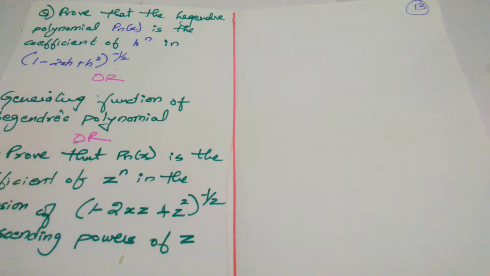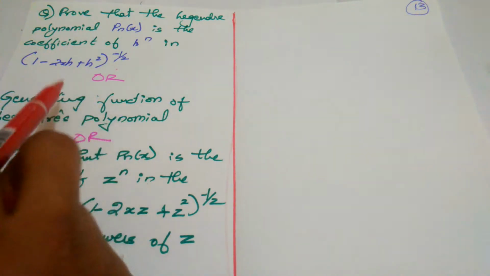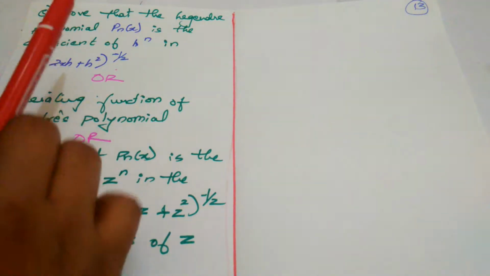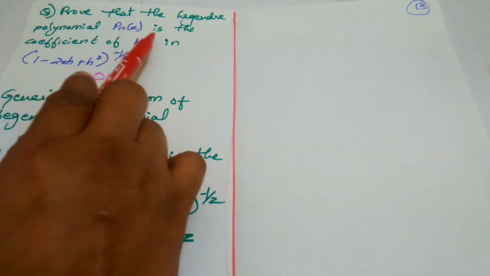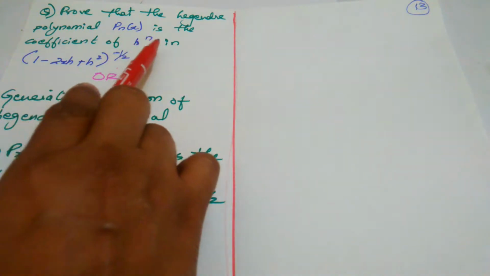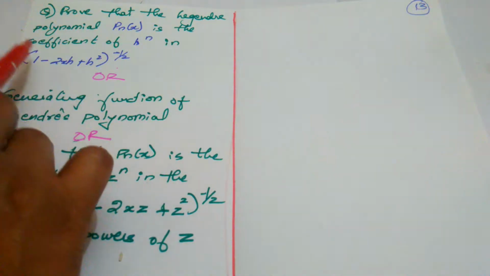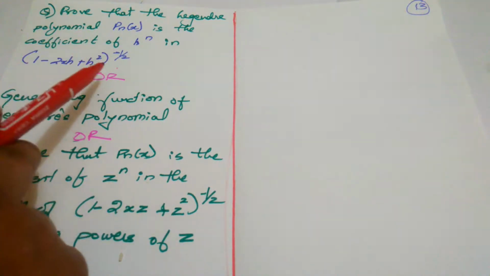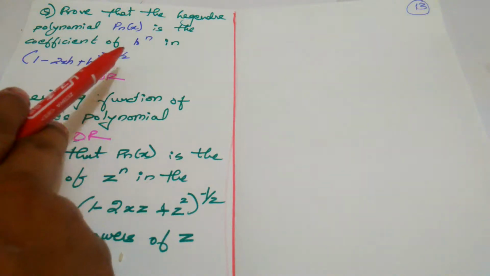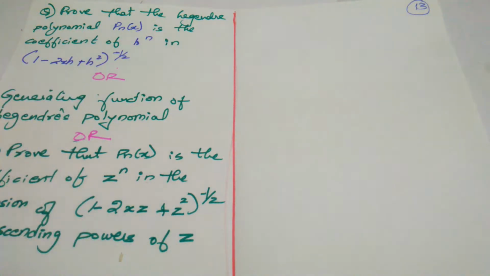This is just a question-answer format I have written. Most of the time during the examination it's asked like this also. These are the three different ways of asking the same question. First is prove that the Legendre's polynomial Pn of x is the coefficient of h raised to n in the expansion of (1 minus 2xh plus h squared) whole raised to minus 1 upon 2.